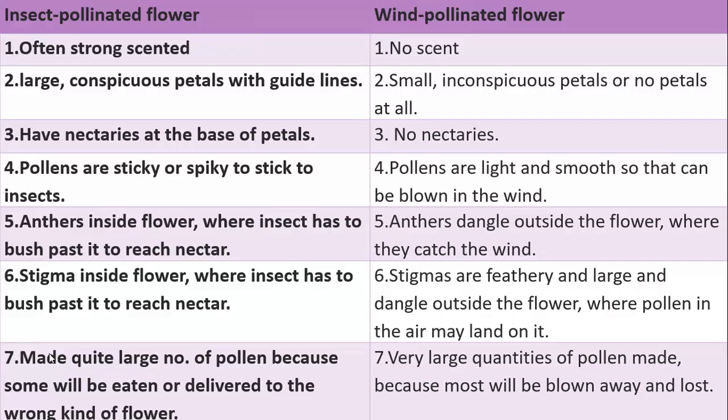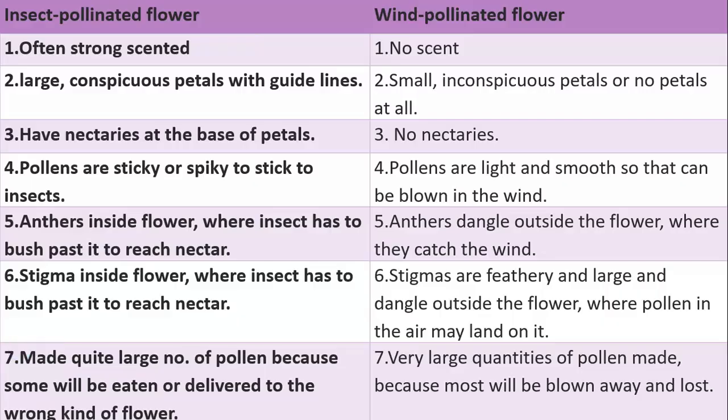Insect-pollinated flowers have nectaries at the base of the petals. Why? To make the scent and to have the carbohydrates that the insects come to eat, while wind-pollinated flowers don't contain nectaries because they don't need to attract any insects. Also, insect-pollinated flowers' pollen is sticky or spiky to get attached to the insect, while wind-pollinated flowers' pollen is light and smooth, so it is blown easily in the wind.